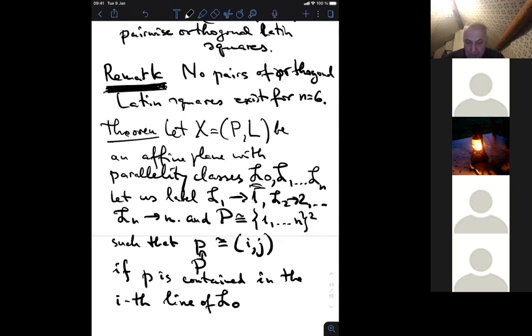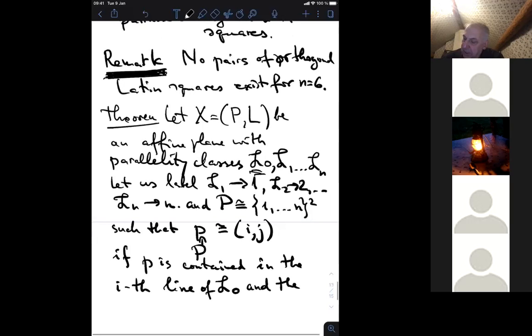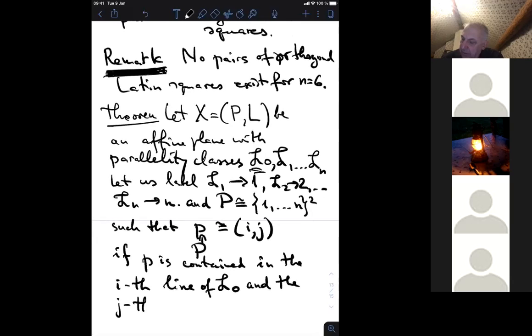And the jth line of L1. Sorry, just one second. Is it big P to small p, or what have you written there? Okay, so it's such that small p is a point. Capital P is the set of points. This is the set of all points. I couldn't see the difference in size between them. Yeah, thank you. Okay.